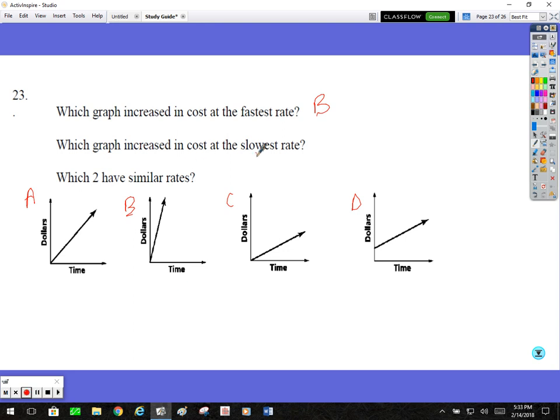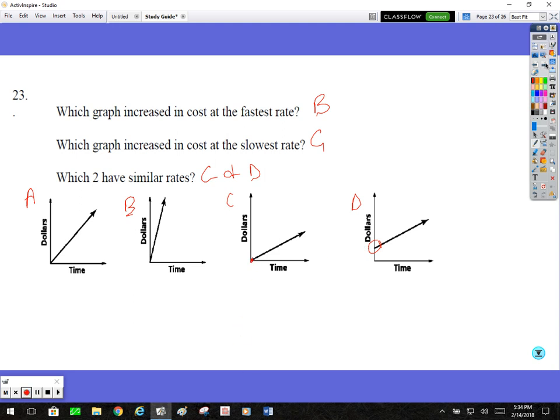Which one of these increases at the slowest rate? Well, it's not that one, so that's a little fast. These two are pretty close, but if you look, this one is a little bit closer to the horizontal one, right? The closer to horizontal, the slower, so we're going to say C. Which one of these have similar rates? Well, if you look, they're really close, C and D. The only difference between these two is D has an initial value of something other than 0. This initial value is 0.